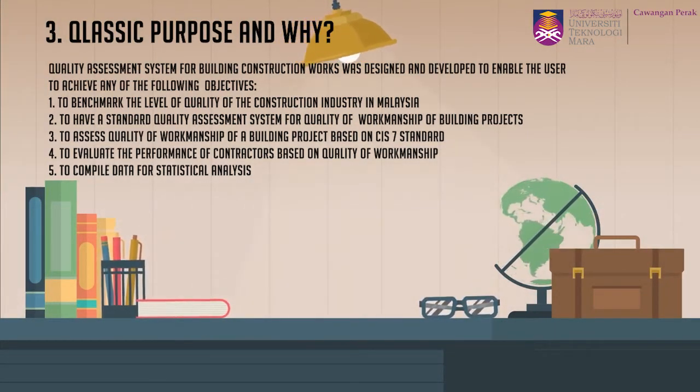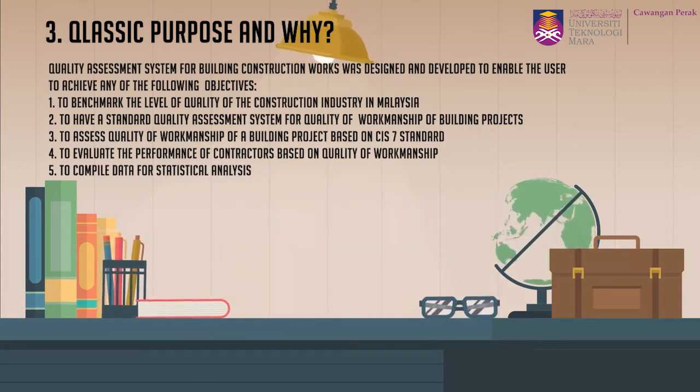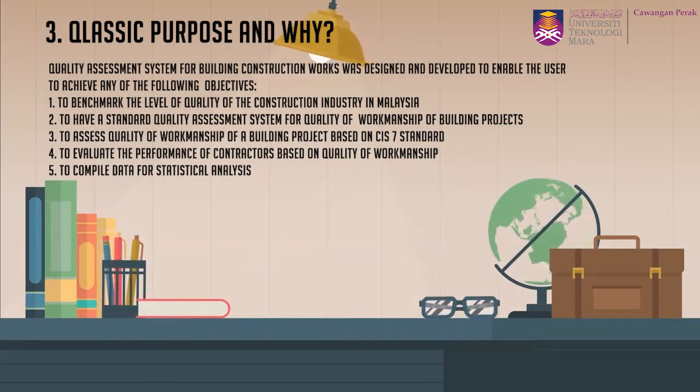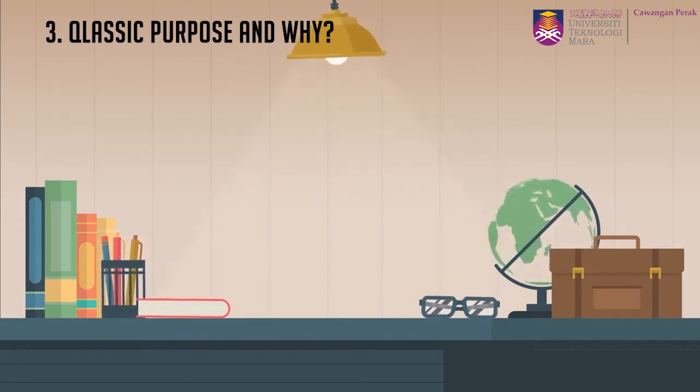Third, to assess quality of workmanship of a building project based on CIS 7 standard, which we will go through later in this slide. The fourth one is to evaluate the performance of contractors based on quality of workmanship, and last but not least, to compile data for statistical analysis.